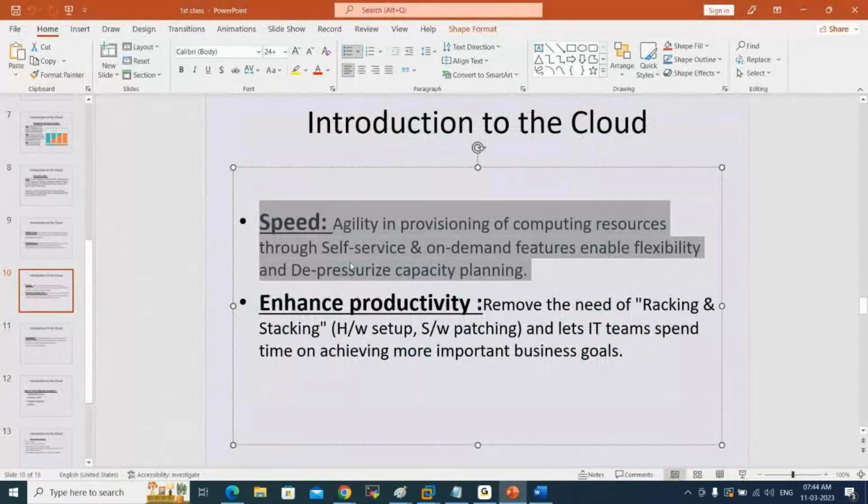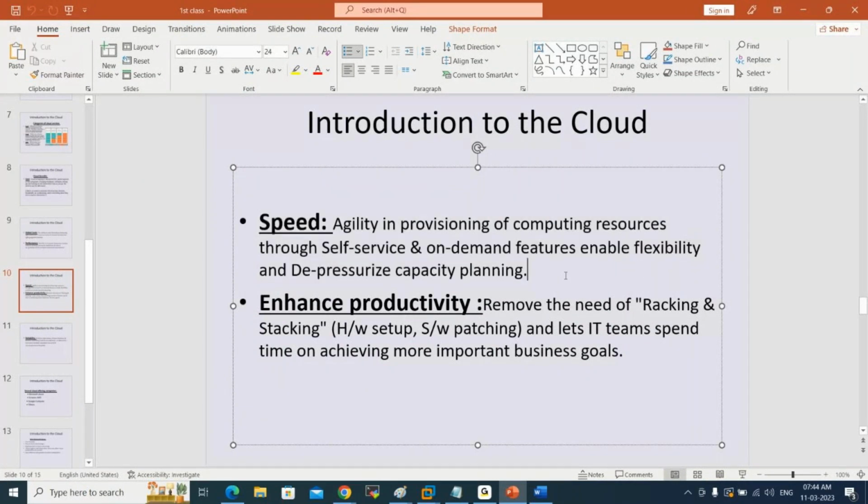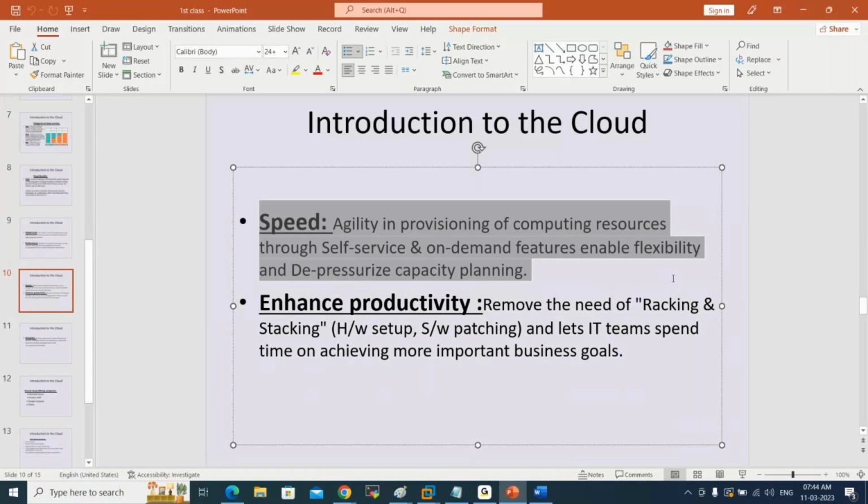So agility in provisioning of computing resources through the self-service, on-demand feature enables depressurized capacity planning. You don't have to do any capacity planning, right? So that's something good. You don't have to unnecessarily invest in buffer resources if it is a cloud. That is also another benefit we have.